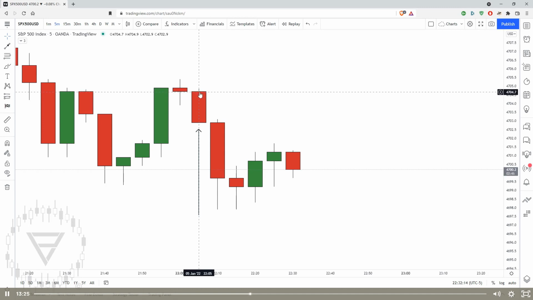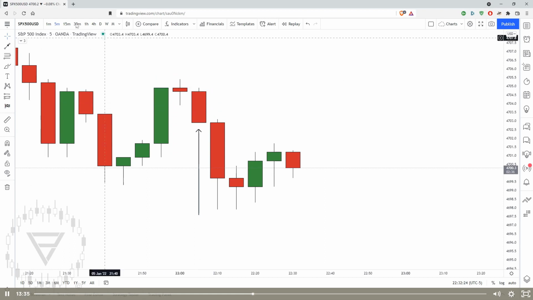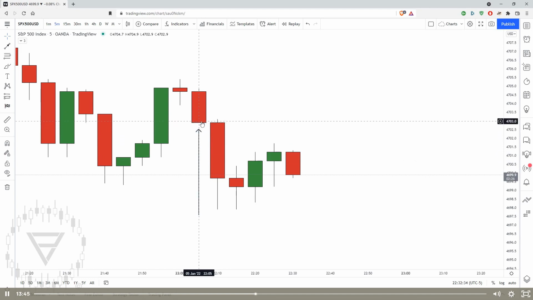Then we had a high of 4704.9. So that means that's the extreme of the top wick. That's the highest price we achieved on this 5-minute candle. Then we have the low of 4702.9. That means that was the very bottom of the candle.